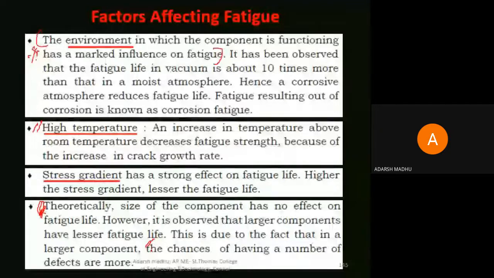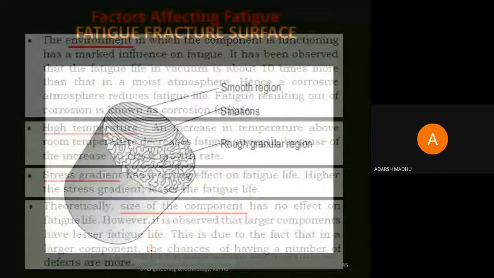So we can also say that the size of the material will also affect the fatigue properties. When there is a large number of atoms, a large number of defects will happen there. So if a large number of defects happen, there will be a chance of fatigue.